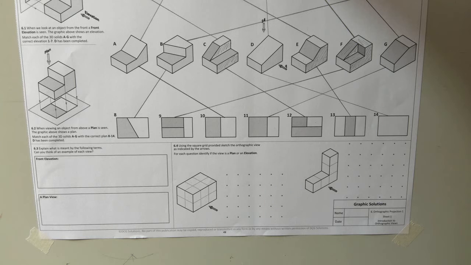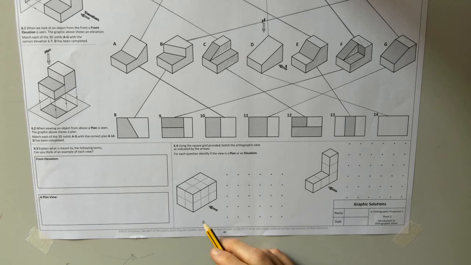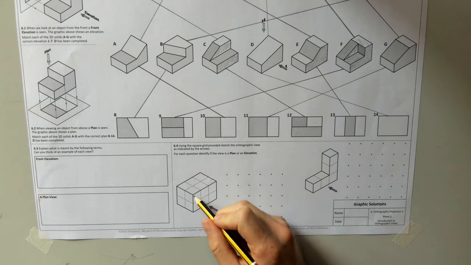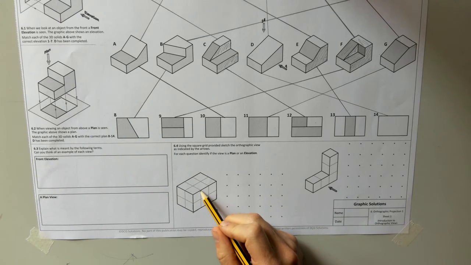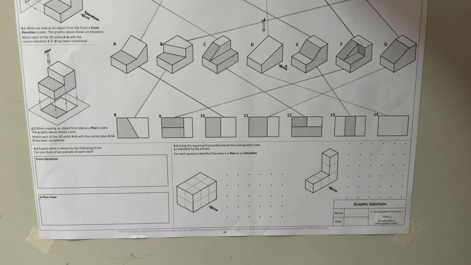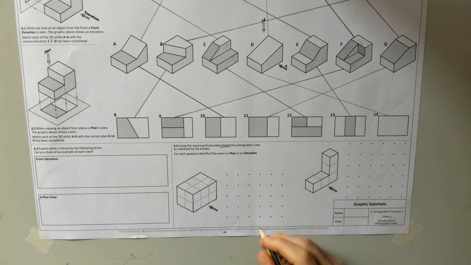Then activity 6.4. Using the square grid provided, sketch the orthographic view as indicated by the arrows. For each question, identify if the view is a plan or an elevation. So the first one we can see here, it's an arrow pointing in at the front. So that's going to be an elevation. If the arrow is pointing down, it would be a plan. So what do we see when we're looking at the front? We can see this outline here. It's going to be a rectangle, 3 blocks wide and 2 blocks tall. We're told to sketch, so we don't use any rulers or set squares for this.